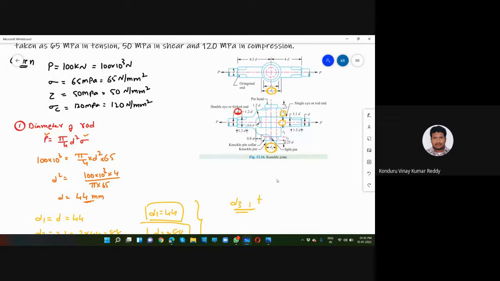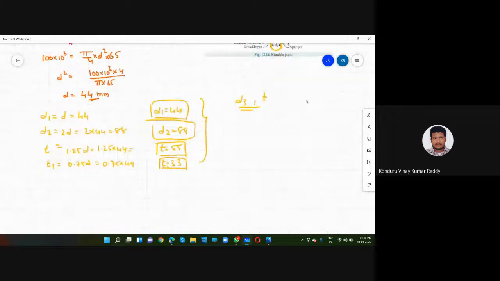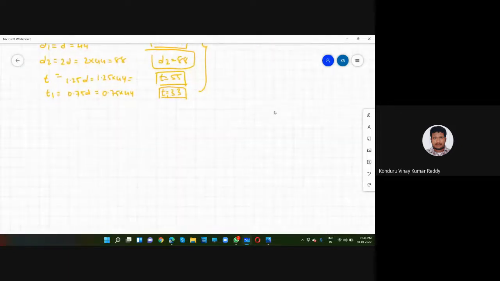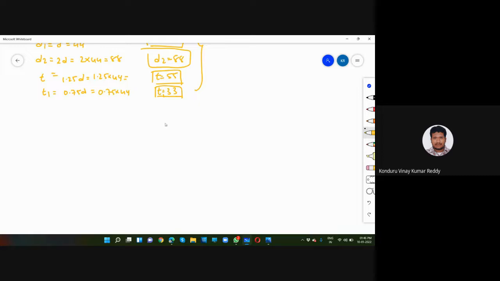Now, my aim is to verify whether this data is satisfying the given conditions or not. That I will be doing from step number 2. This all comes under step number 1. Now let us go for step number 2, that is design of the diameter of the knuckle pin.